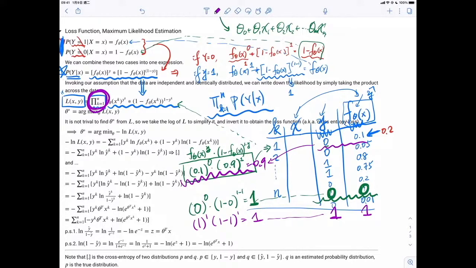So if y and y hat are perfectly the same, the multiplication would be 1 times 1 times 1 times 1 times 1 times 1. Right? However, if y hat and y are not that similar, for each row the likelihood is 0.9. So for the entire data set, the likelihood would be 0.9 times 0.9 times 0.9, and so on and so forth. As a result, the value will be very, very small.